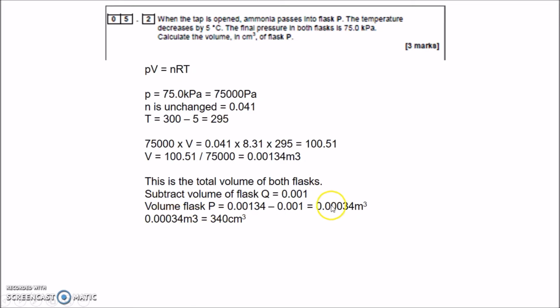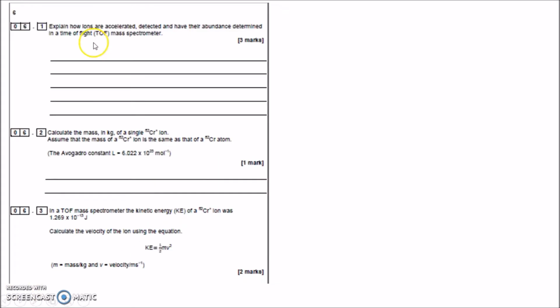0.34 decimeter cubed, multiplied by 1,000 again to get into centimeter cubed, 340 centimeter cubed. So when I take a large unit value down into a smaller one like decimeter cubed, I multiply by 1,000, and then multiply by 1,000 again to get the decimeter cubed down into centimeter cubed, 340.